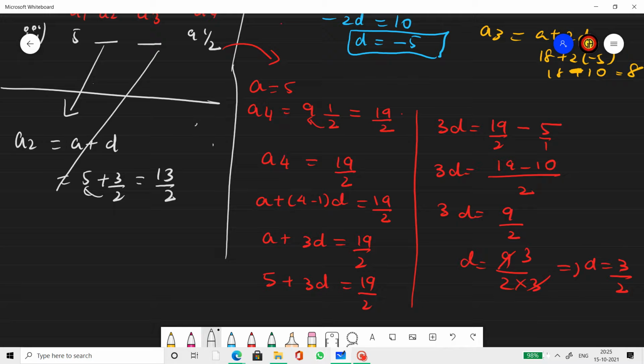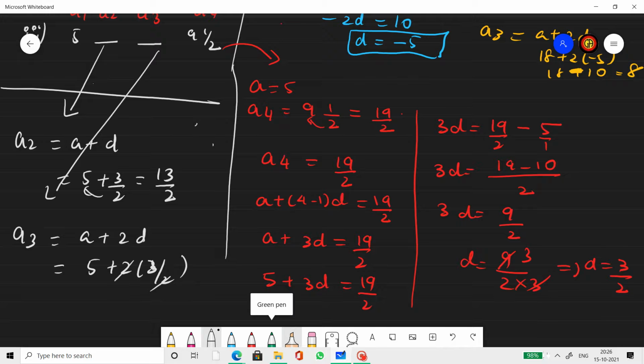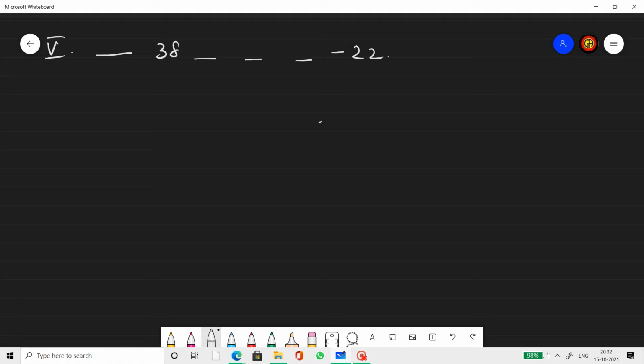Then they want us to find the third term, which is A3. A plus 2D. A I know as 5. 2 into D, which is 3 by 2. 2 gets cancelled because of division. So 5 plus 3, 8. So second term and third term. Fourth sum, I think you guys can do it on your own, and I'm doing the fifth one now.